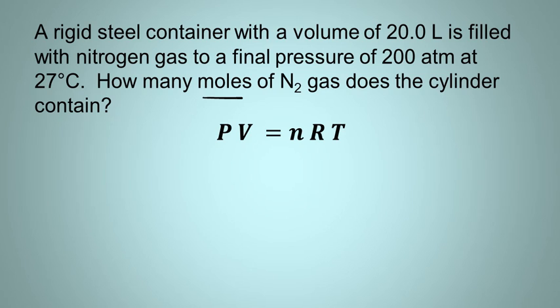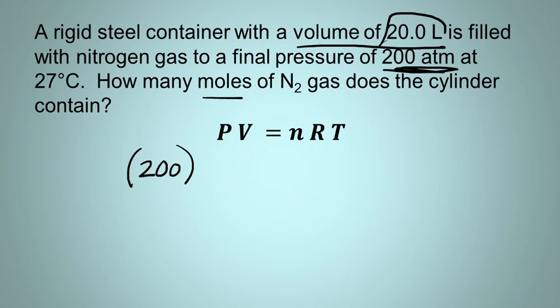So P is for pressure, and the problem gives us a pressure of 200 atmospheres. So P will be 200. Now V is for volume, and it says the volume is 20.0 liters. And so volume will be 20.0 equals, now we have N.